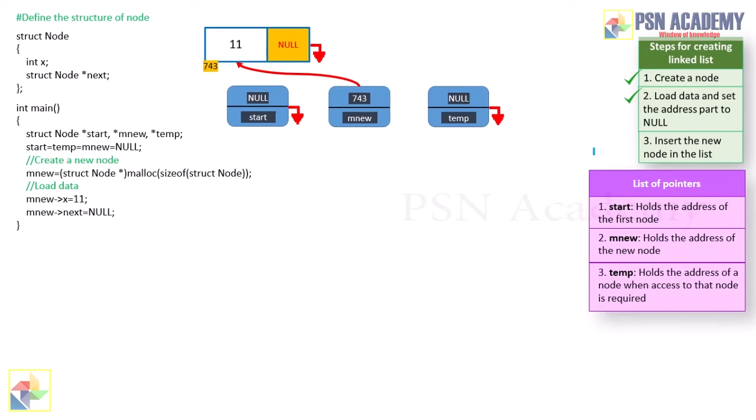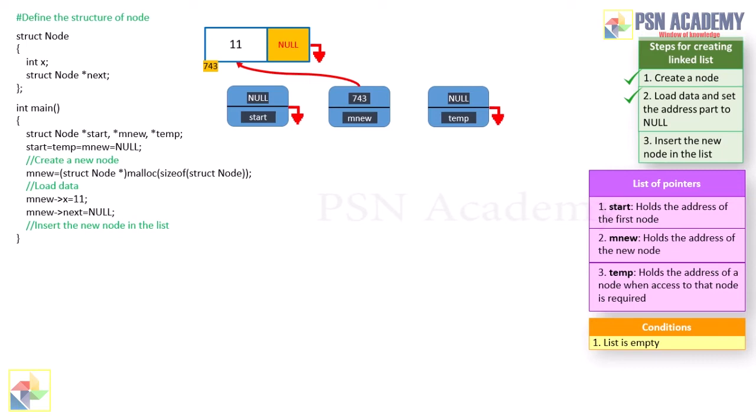Now we go for the third step. Insert new node in the list. To do this, we have three situations. First, the list is empty. Now, how will the program know that the list is empty? You see this visualization. New node is there, ready to be inserted. But start is pointing to null.